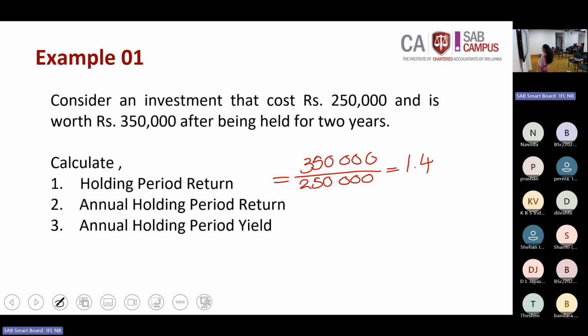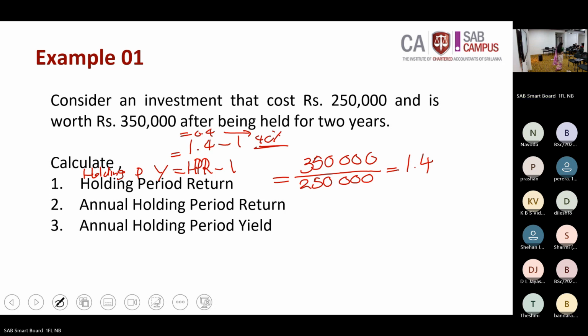If you identify the holding period yield, the other one, holding period yield equals holding period return minus 1. Return is 1.4 minus 1, that is 0.4, or that's 40%. You have invested 250. Over this 250, you earn a 40% return.